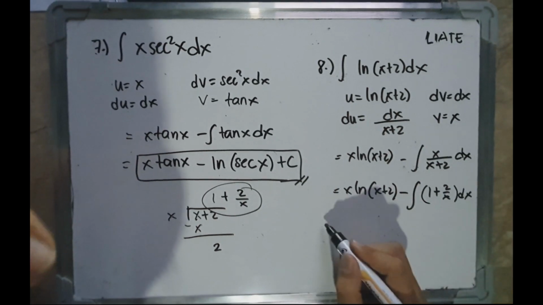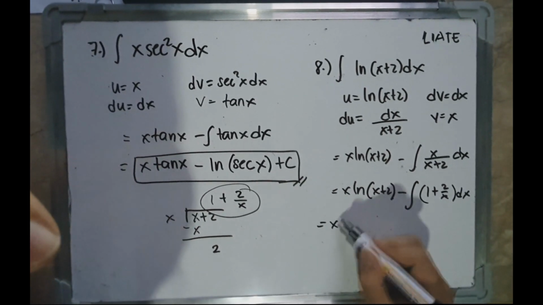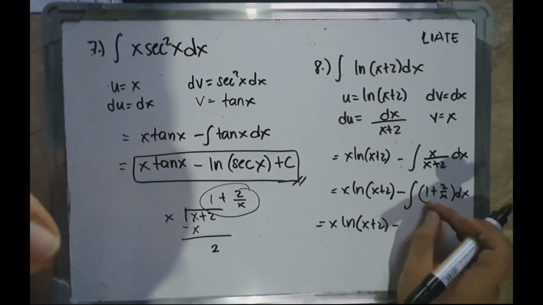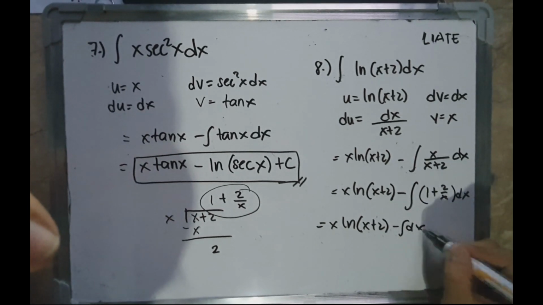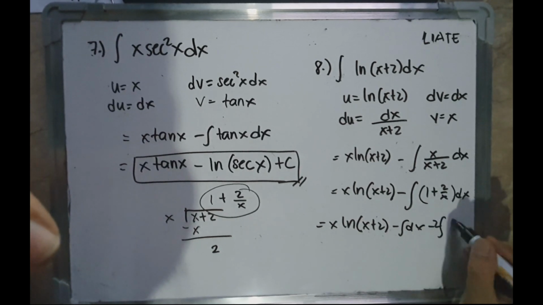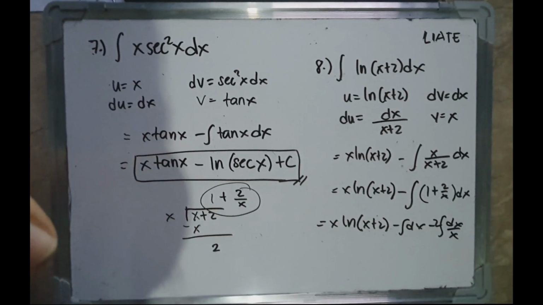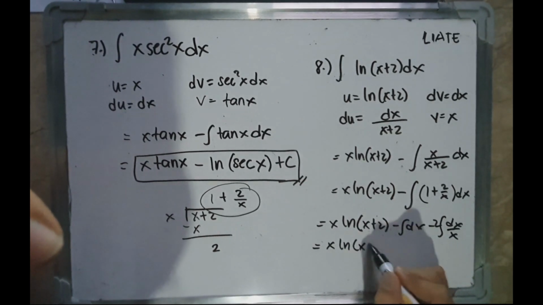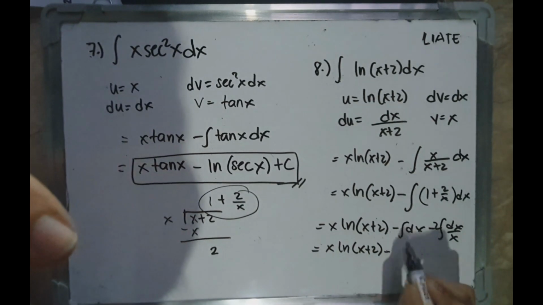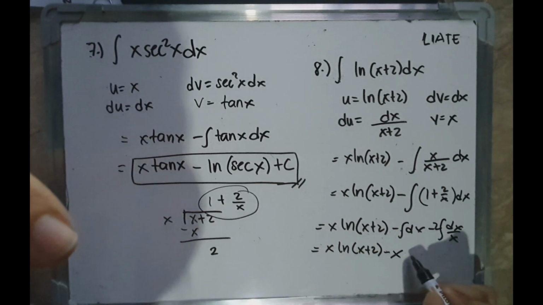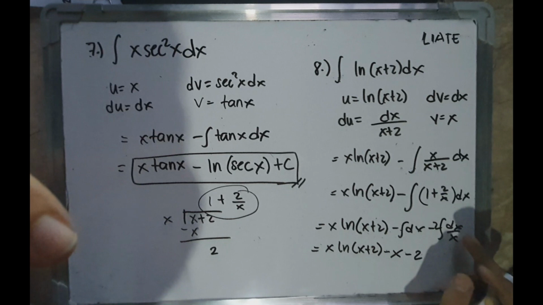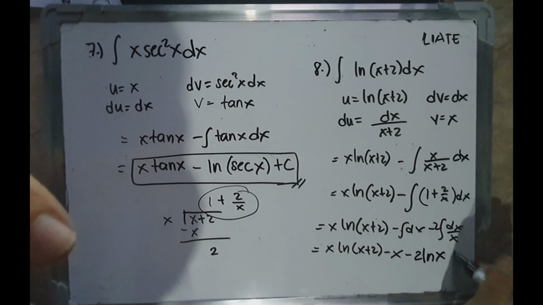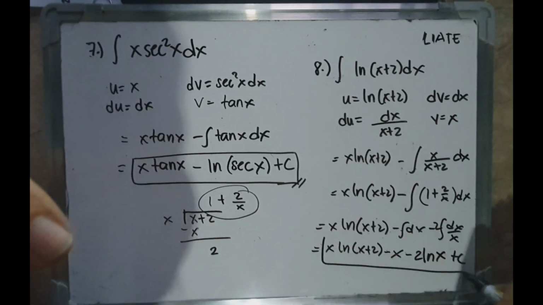dx. So we now have x ln of x plus 2 minus, distributing, dx minus 2 dx over x. We now have x ln x plus 2 minus integral of dx is x minus 2 integral of dx over x, that is ln x plus c. Our final answer.